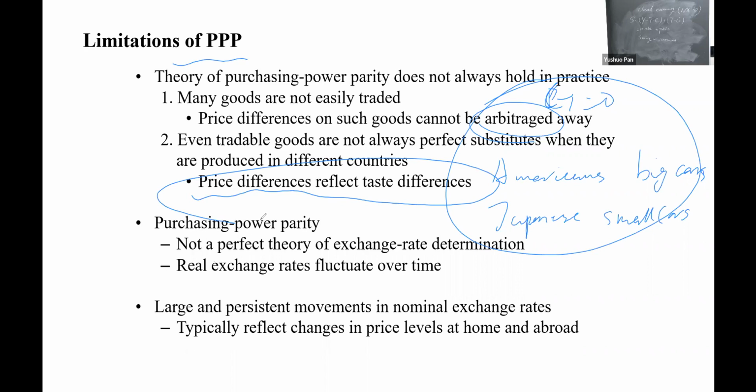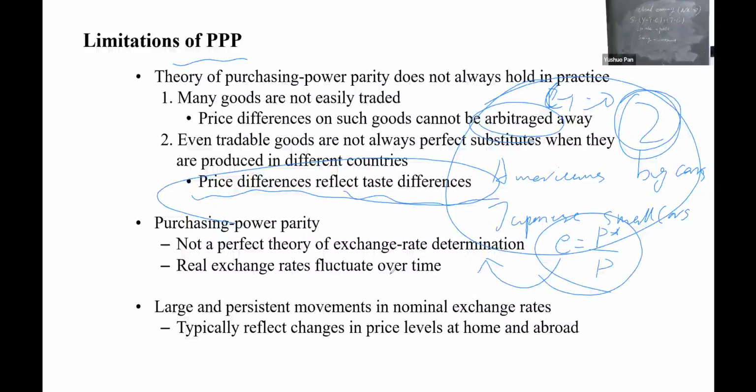So purchasing power parity is not a perfect theory of exchange rate determination. Just because of these two reasons, usually we cannot calculate E with P star divided by P. So this is not a good determination. Also, the real exchange rate fluctuates over time because people's tastes may change. Large and persistent movements in the nominal exchange rate typically reflect a change in price levels at home and abroad.